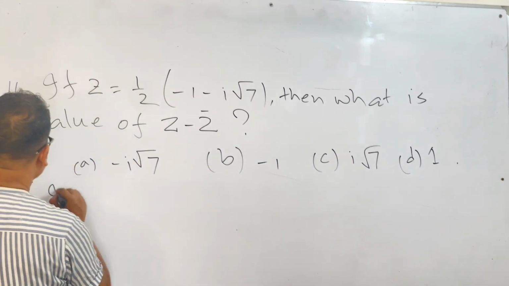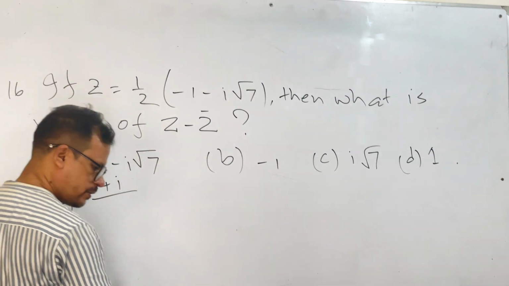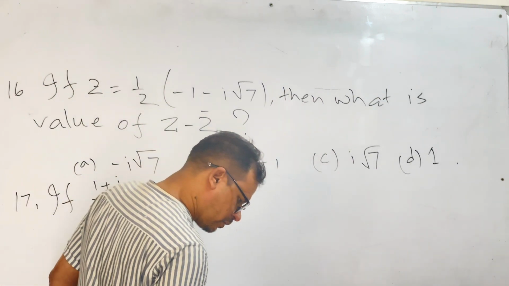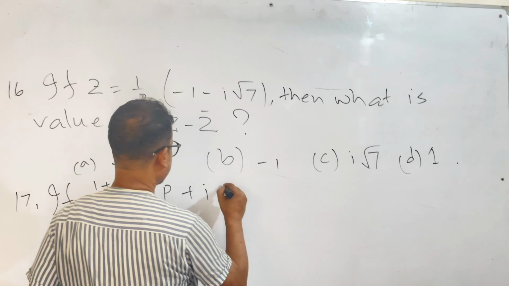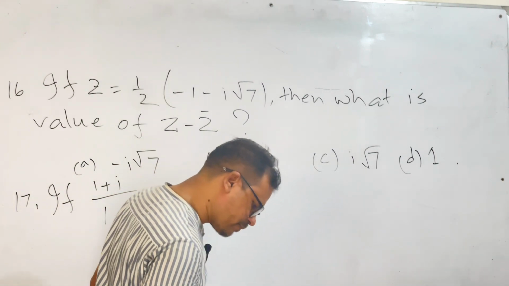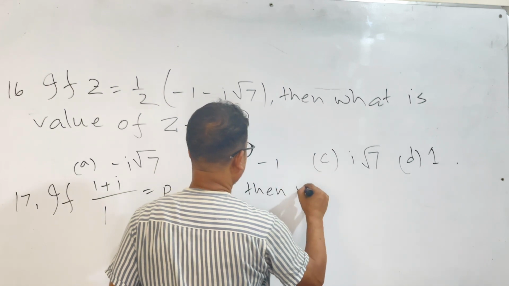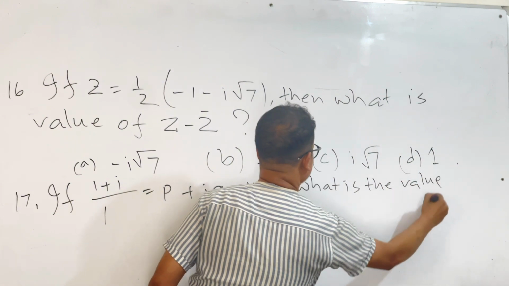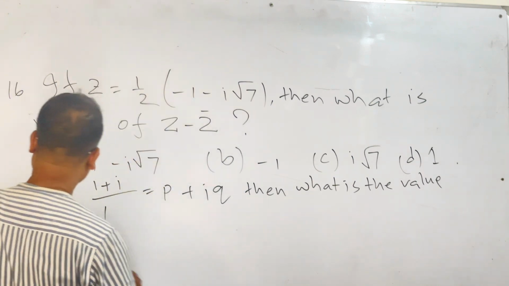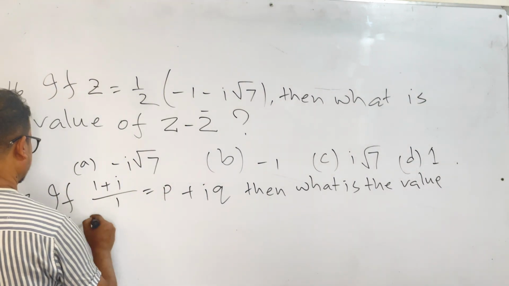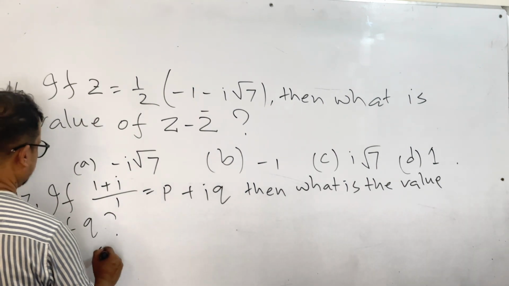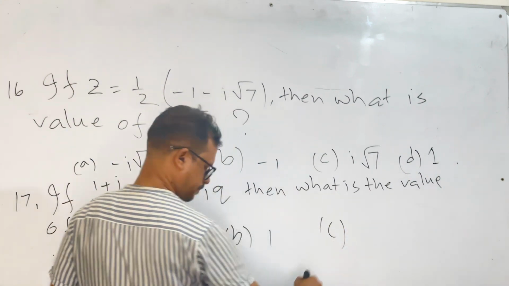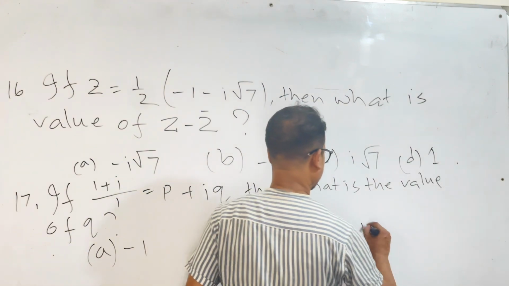If 1 plus i over 1 equal to p plus iq, then what is the value of q? The options are: minus 1, 1, c1, d1.